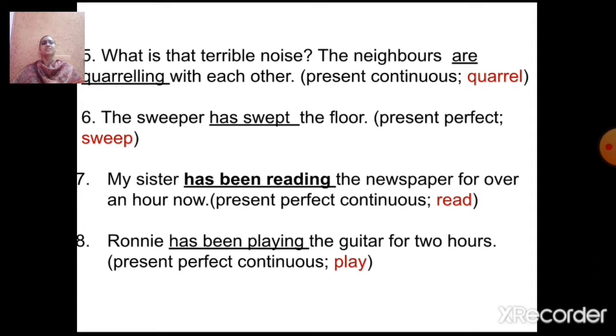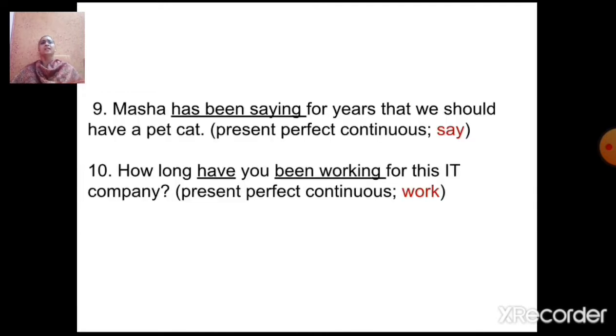So the answer is, Ronnie has been playing the guitar for 2 hours. Now let's move ahead. Next is, Masha dash for years that we should have a pet cat. Now we need to convert this sentence into present perfect continuous and the verb given is say. So just follow the formula, that is has or have plus been plus ing form. Now since Masha is singular, so we will write has. Masha has been saying for years that we should have a pet cat.